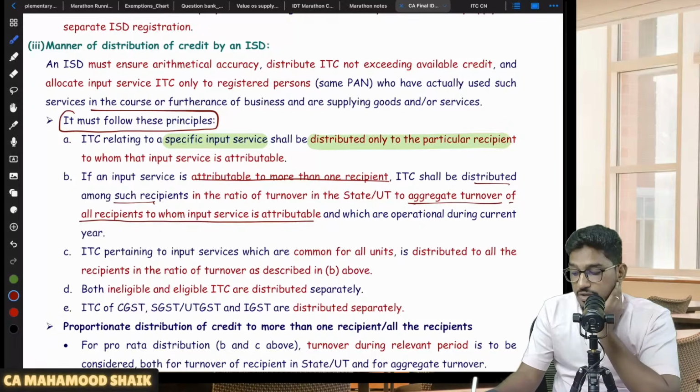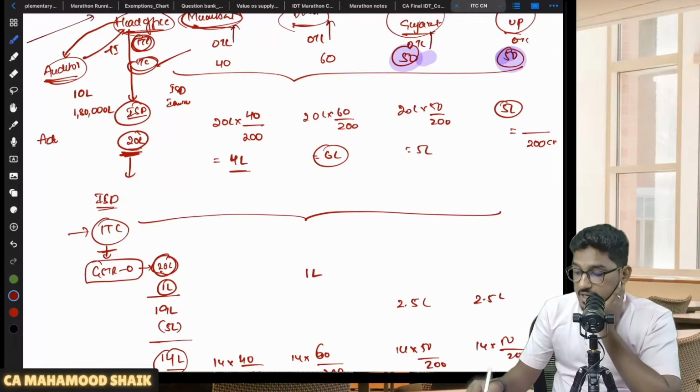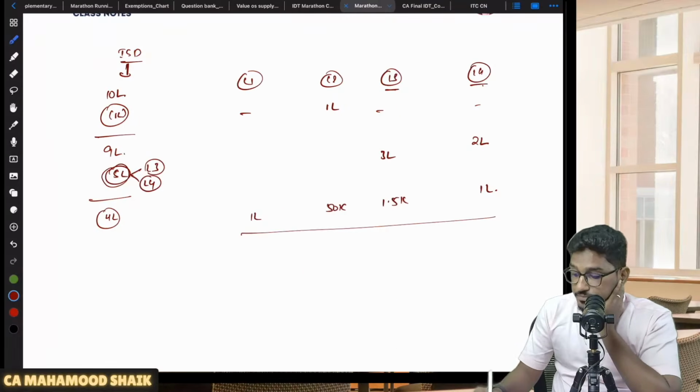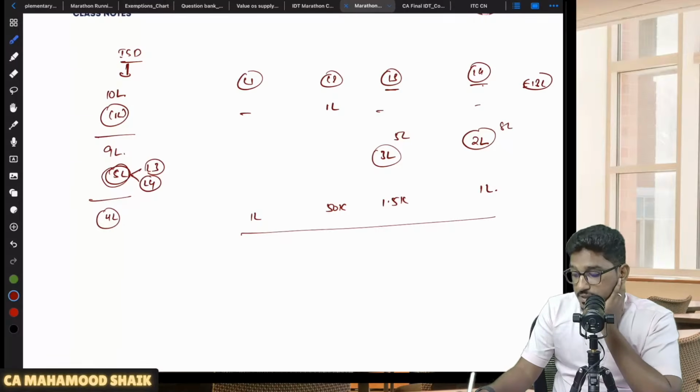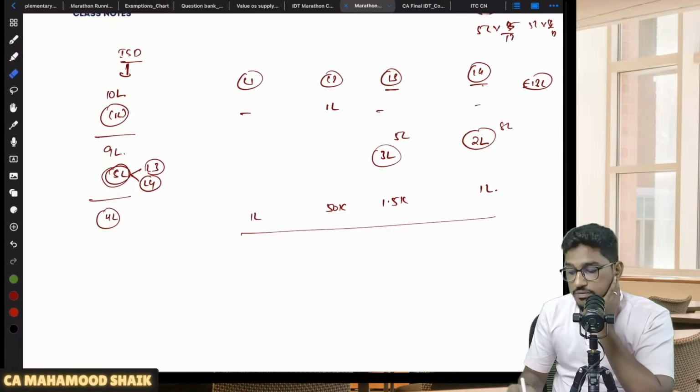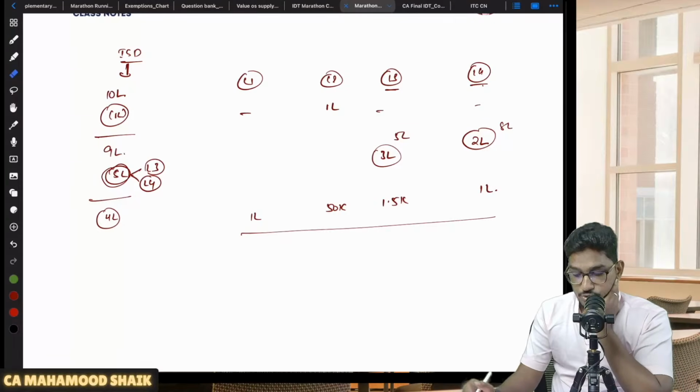So you have to divide it on the basis of turnover in a state or union territory. Let us say turnover of this location is 5 lakh rupees. Turnover of this location is 8 lakh rupees. Total turnover is 13 lakh rupees. Now what is the input attributable to those 2 locations? 5 lakhs. So 5 lakhs into 5 by 13, and 5 lakhs into 8 by 13. Like that, in the ratio of the turnover, I am required to apportion it.